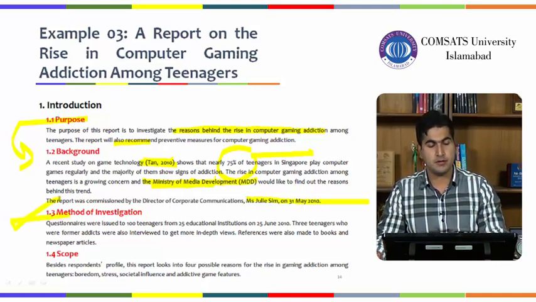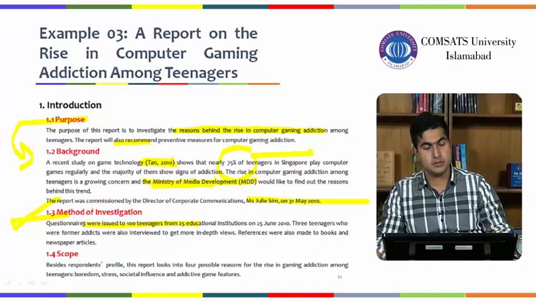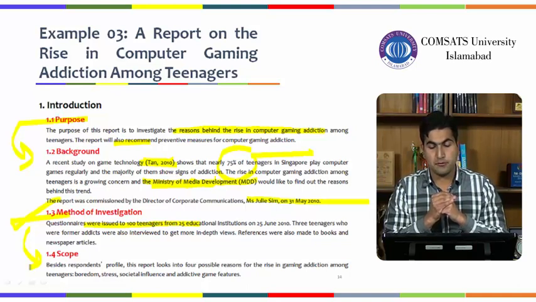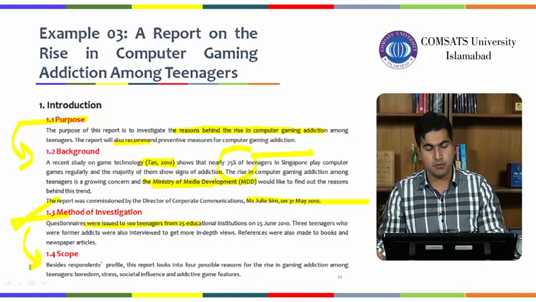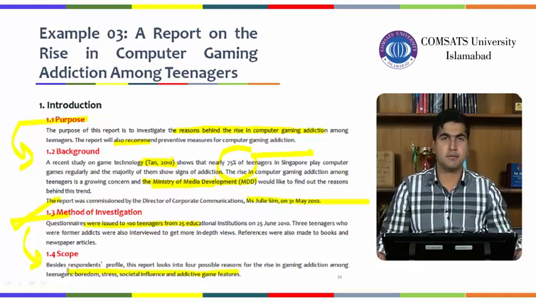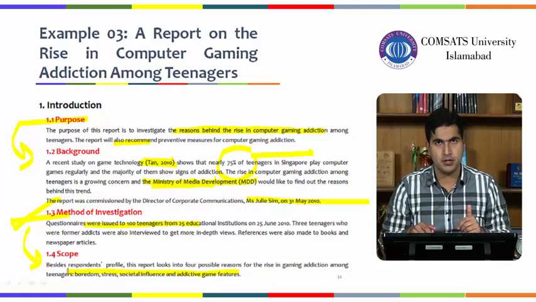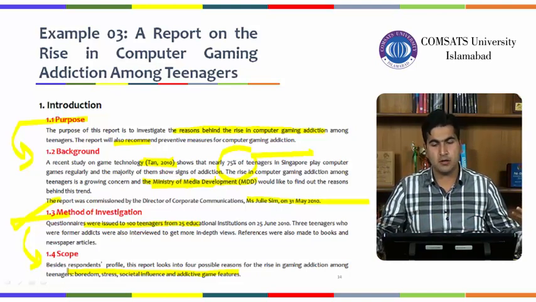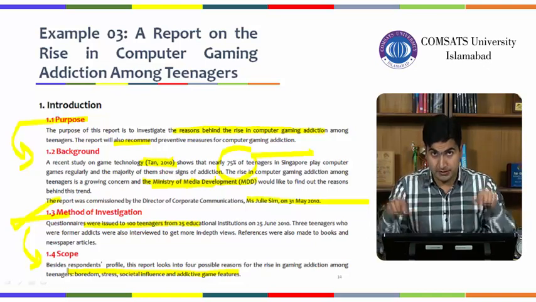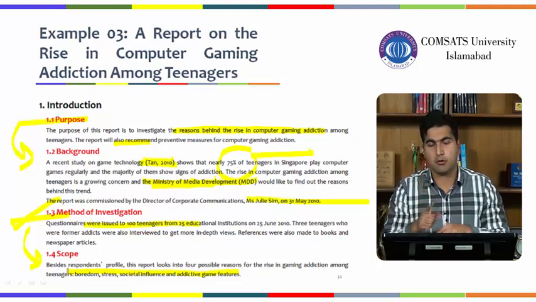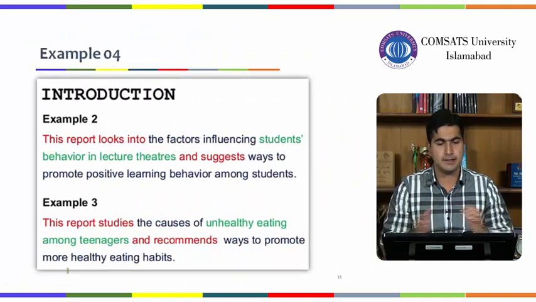Method of investigation, now you are here. Questionnaires were issued to 100 teenagers, and you are talking about the detail, and then come towards the scope, that again the boundary. Besides respondents' profile, this report looked into 4 possible reasons for the rise in gaming addiction among teenagers, which are boredom, stress, societal influence, and addictive games. So within that boundary that you have stressed for yourself, in addition to gaming addiction, we're going to consider 4 other factors, which are boredom, stress, societal influence, and addictive game features. Meaning now within the scope you have clearly defined that they also fall within that boundary and will be studied as well. Had they not mentioned it and they would have made part of the report, would have caused a lot of problems. So within that scope you have to write things very clearly.